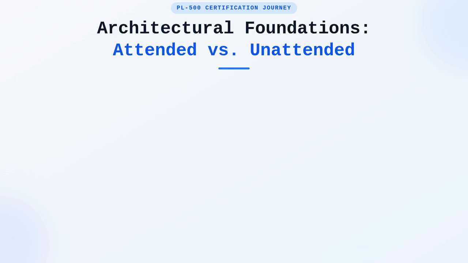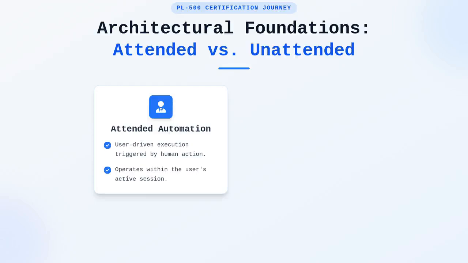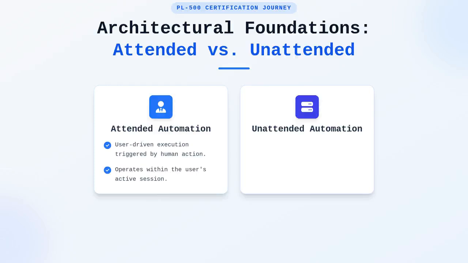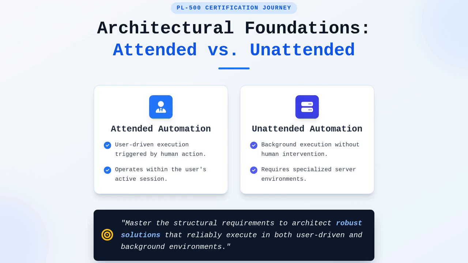Welcome back to our journey toward mastering the PL-500 certification, where today we focus on the fundamental architectural distinction between attended and unattended automation. By the end of this session, you will grasp the structural requirements necessary to architect robust solutions that reliably execute in either user-driven or background environments.